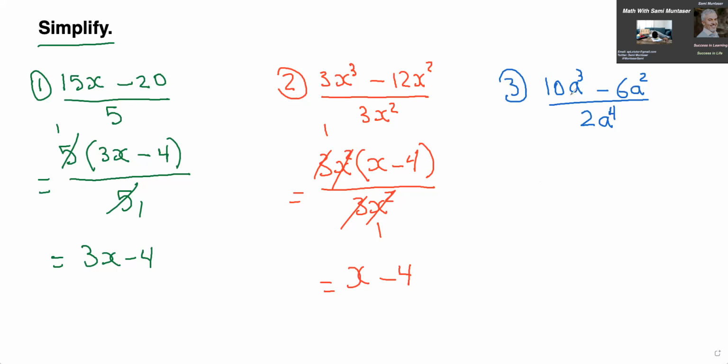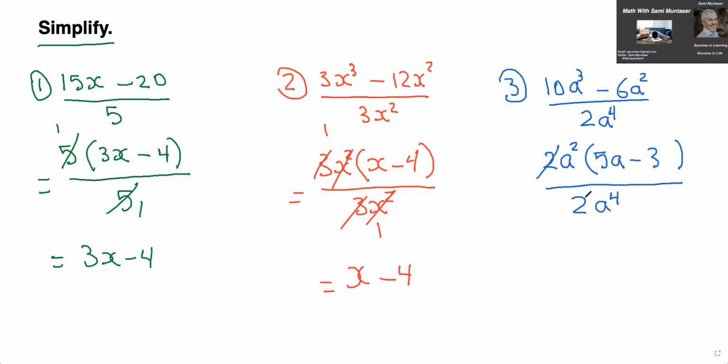So here the greatest common factor between the 10 and the 6 is 2. Between the a cubed and the a squared, it's the a squared because that's the lower exponent. And then to find out what you're going to write inside here, 10a cubed divided by 2a squared is going to give you 5a, minus 6 divided by 2 is 3, a squared divided by a squared just cancels. And now we have 2a to the 4 on the bottom.